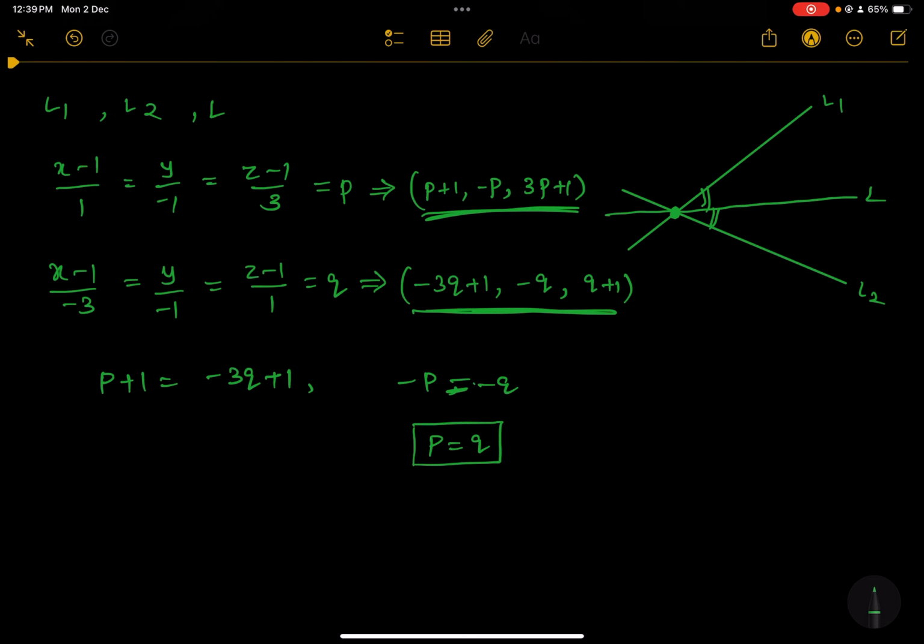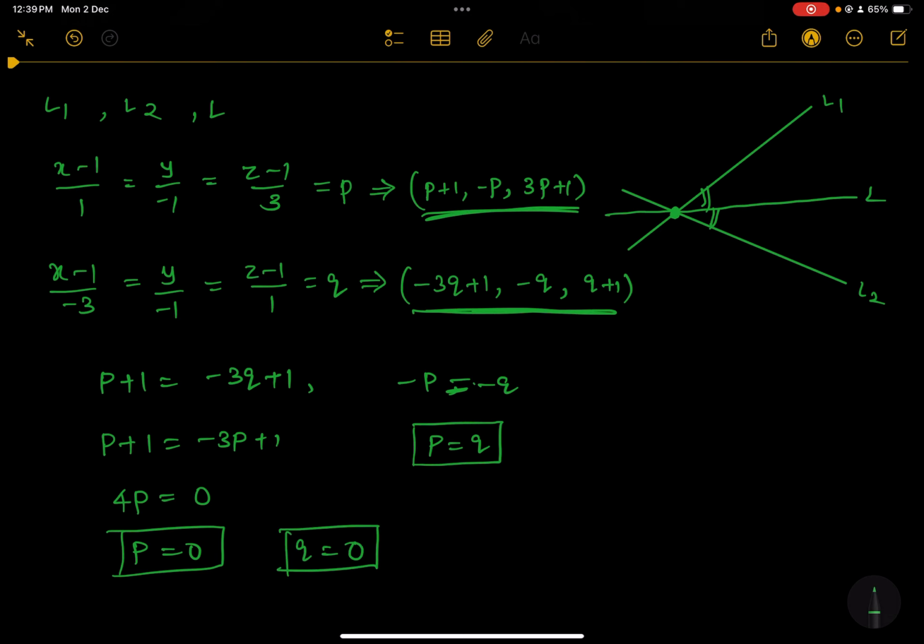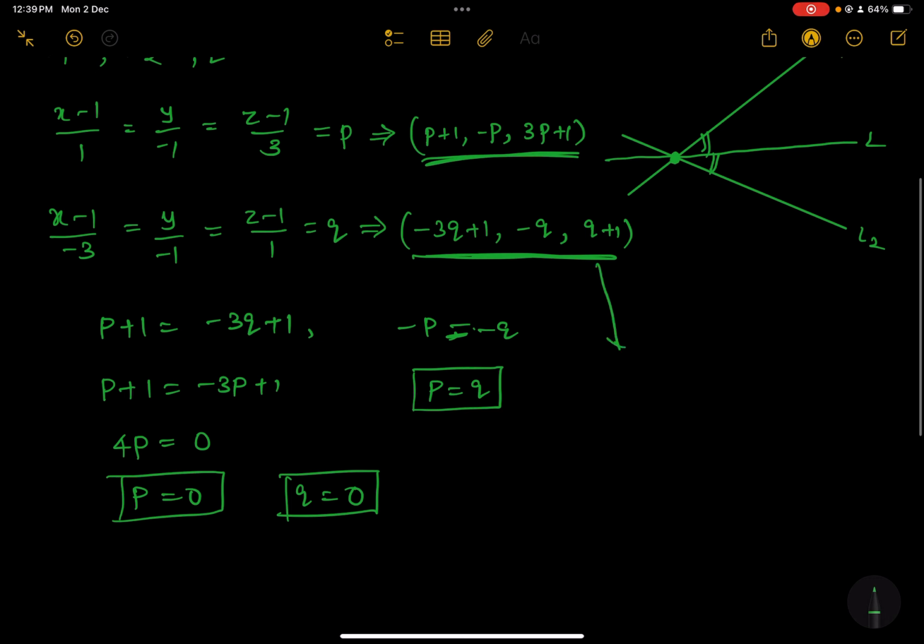So let us put that here. p plus 1 is equal to minus 3p plus 1. So 4p is equal to 0. p is equal to 0. Therefore, q is also equal to 0. So then what is the intersection point? Put the value of q in this. The intersection point is 1, 0 and 1. This is the intersection point.